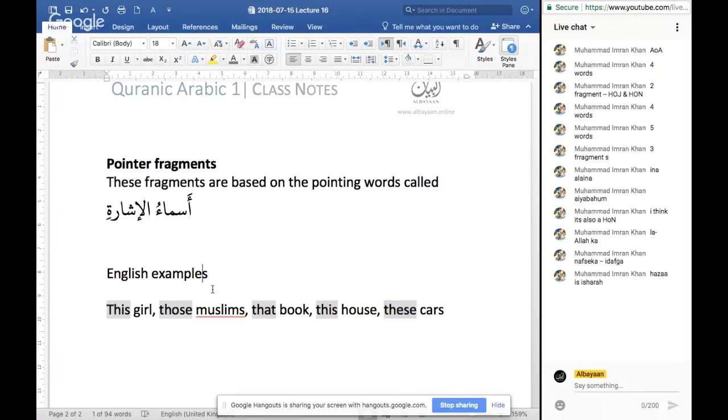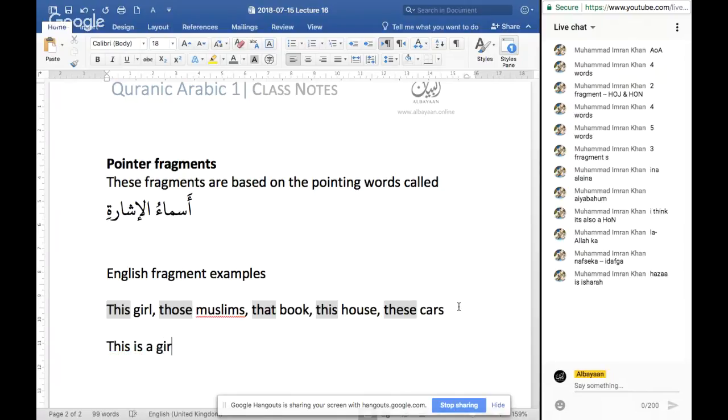But all of these things that I've written are fragments. They're not sentences. They would become a sentence if I say, this is a girl.